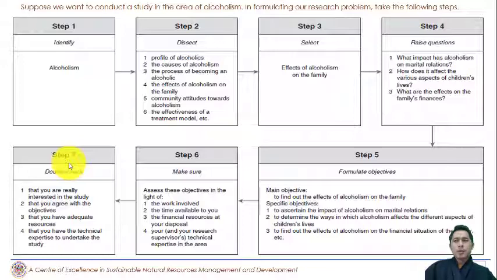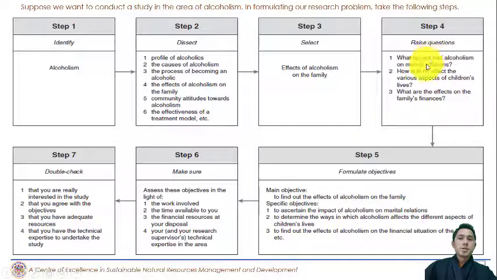Let's say we are looking at the broad topic of alcoholism. So we are interested to work more on alcoholism, and to dissect alcoholism we look at a few topics, like profile of alcoholics as one subset of alcoholism. Then we have got causes of alcoholism, the process of becoming an alcoholic. Like that, we have got a few, like 5 to 6. Then from there, we select the best one. The effect of alcoholism on family is the best topic that we can work on.